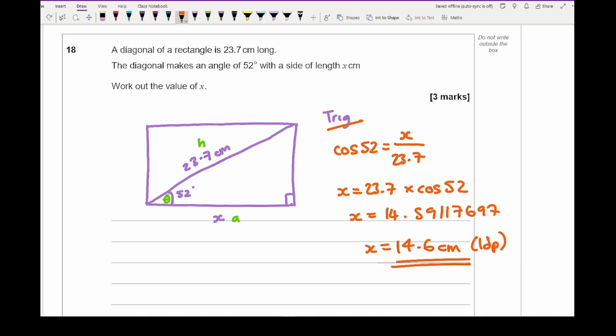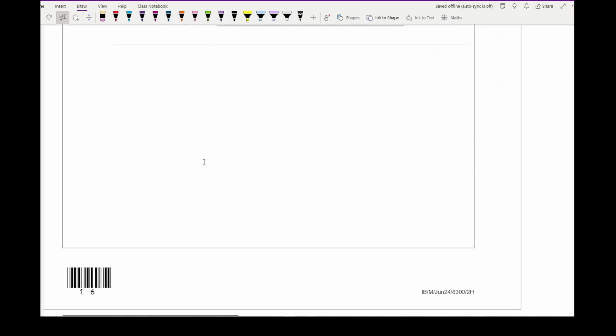Now again, just be careful with your rounding. If your rounding's not great, just copy the answer on your calculator, as there's no mention of what they want x to be rounded to.